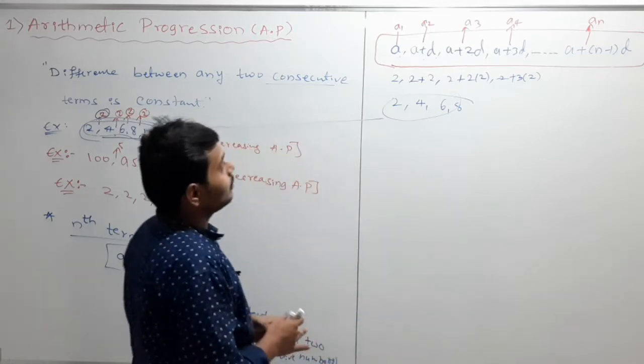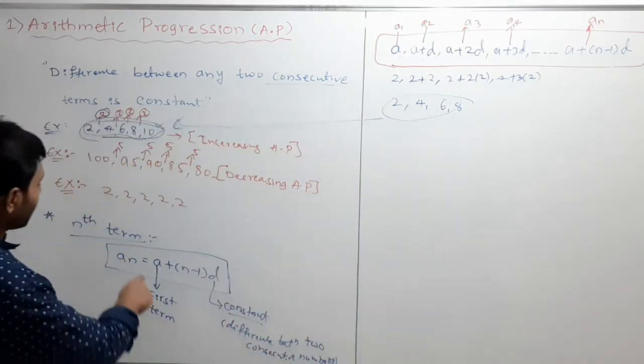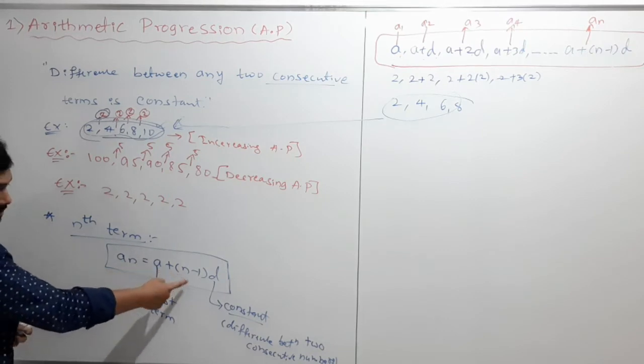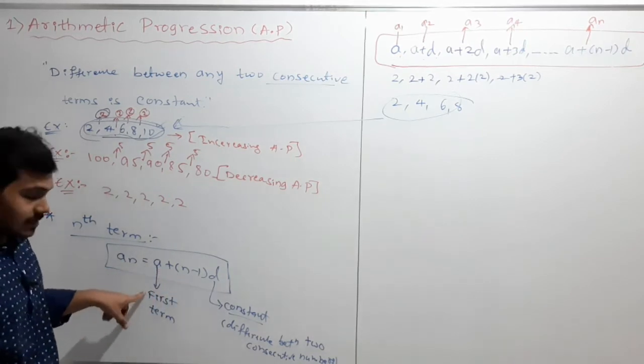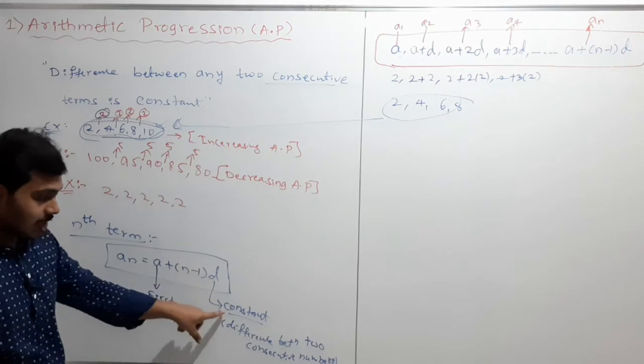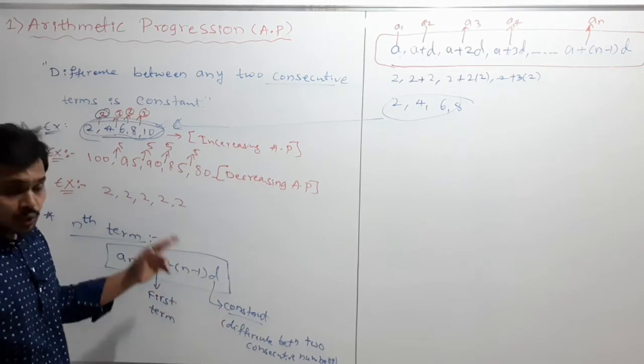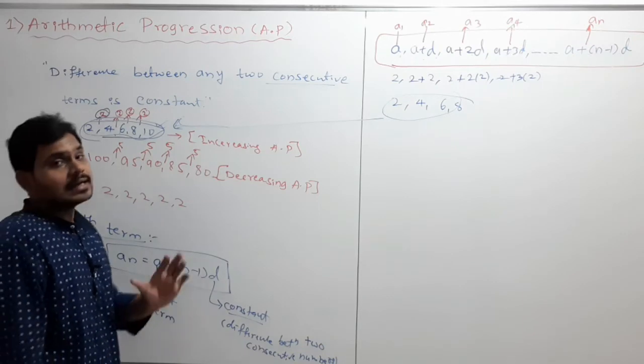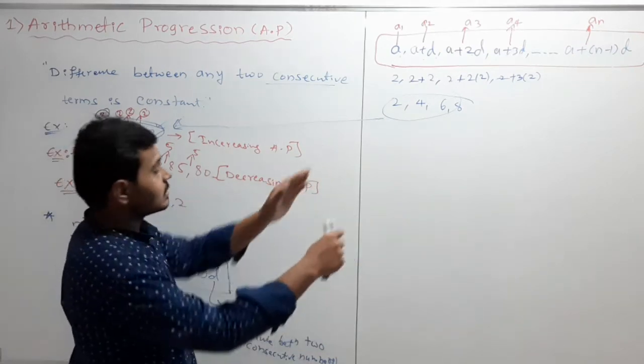Clear? Now my dear students, please remember the nth term of an AP is given by this formula: an equals a plus n minus 1 into d, where a is the first term, d is the constant, that is the difference between two numbers, and n is the number of terms. This is the nth term.